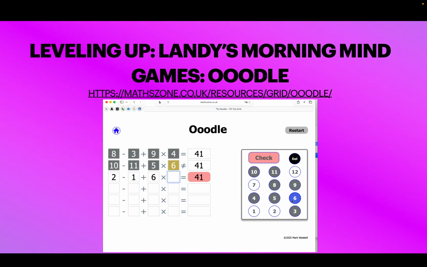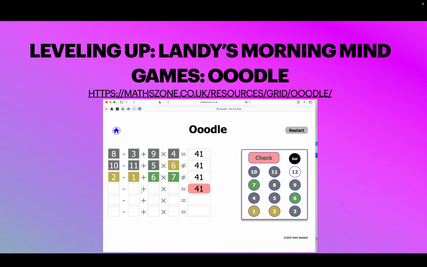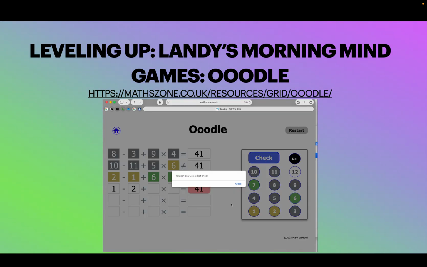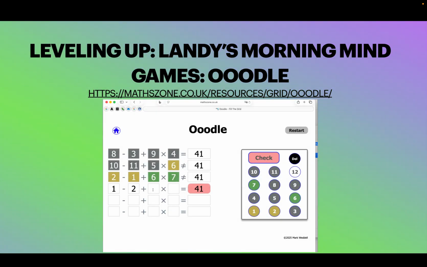So by using the 6, I was able to go 2 minus 1, that's a 1. 6 times 7 is 42. So, not that way, because I'd be going to 43. If I reverse that, 1 minus 2 is minus 1, plus 42. So 42 minus 1 gets us to that number, 41.